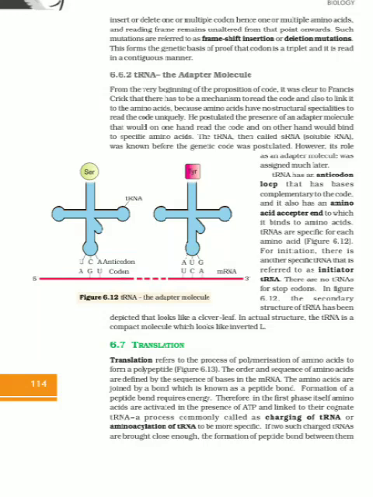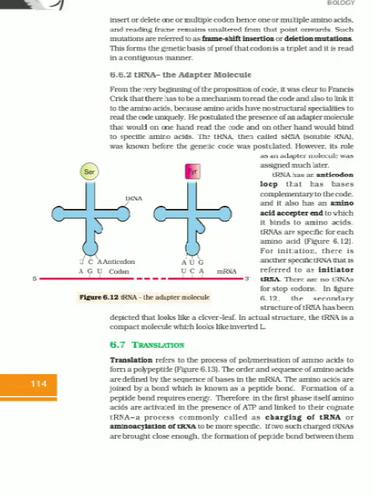tRNAs are specific for each amino acid. For initiation, there is another specific tRNA that is referred to as initiator tRNA. There are no tRNAs for stop codons. The secondary structure of tRNA has been depicted to look like a clover leaf. In actual structure, the tRNA is a compact molecule which looks like an inverted L.